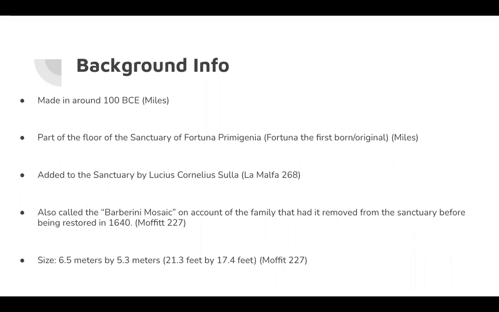and it was added to the sanctuary by Sulla, specifically the Sulla from the social wars that we learned about in class. Also, the Nile mosaic would occasionally be called later on the Barberini mosaic on account of the family that had it removed from the sanctuary before being restored in about 1640. It's approximately 6.5 meters by 5.3 meters, which is about 21 feet by 17 feet.